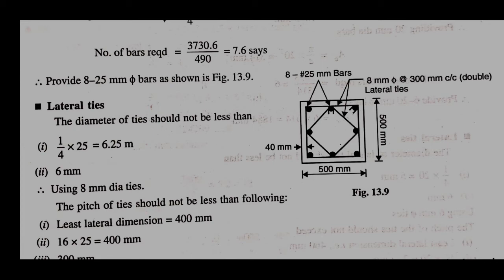8 numbers of 25 mm dia bars are provided here, and 8 mm dia lateral ties are given at 300 mm center to center distance. Okay. So this drawing is also important. Here we complete this problem.